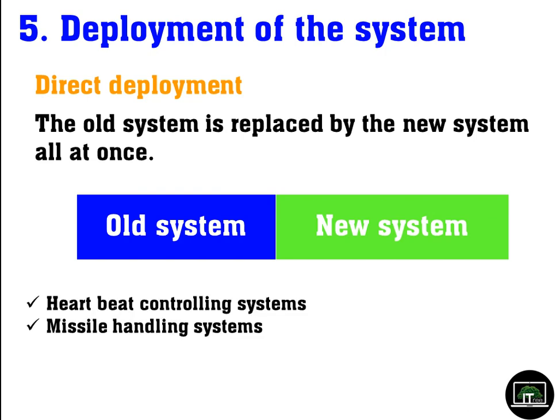But some systems we must run in this way. We should stop the old system and start the new system. For example, patient heartbeat controlling systems and missile handling systems. Those systems should stop the old system and start the new system.